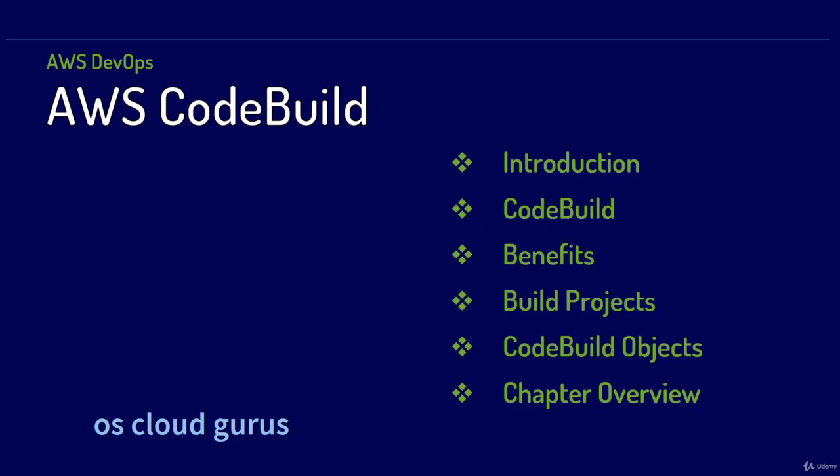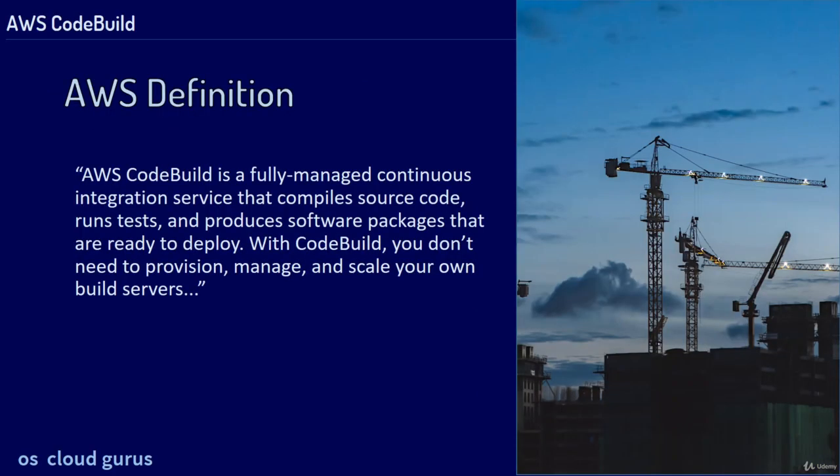The official AWS definition of CodeBuild is: AWS CodeBuild is a fully managed continuous integration service that compiles source code, runs tests, and produces software packages that are ready to deploy. With CodeBuild, you don't need to provision, manage, and scale your own build servers.